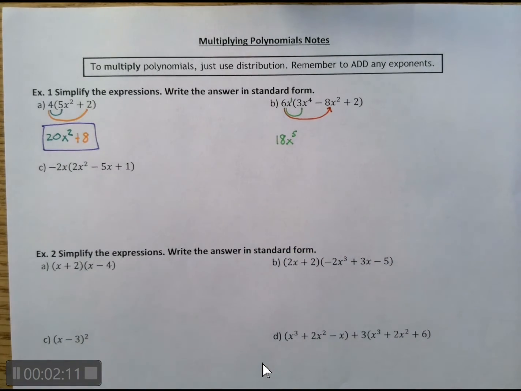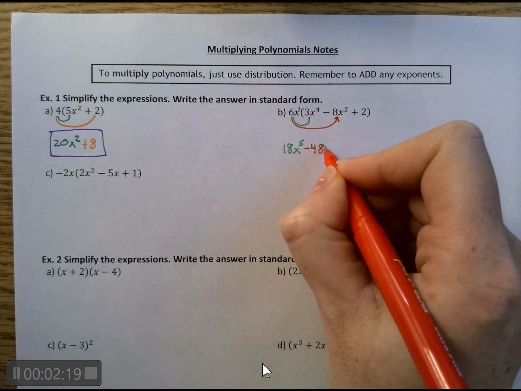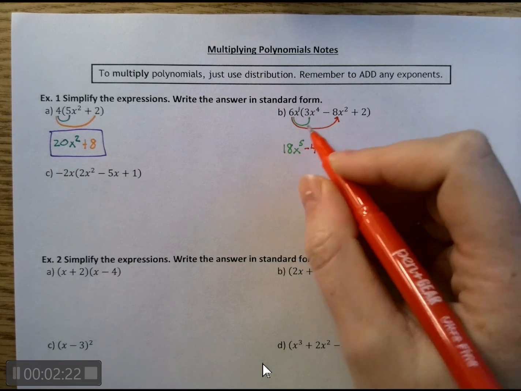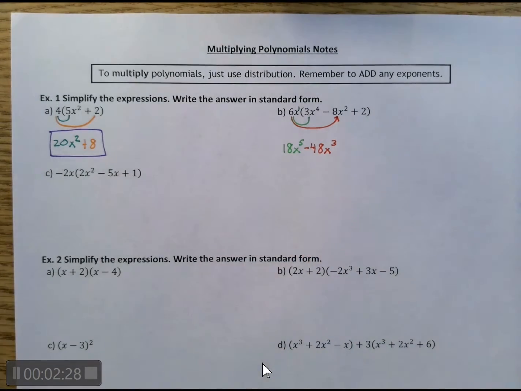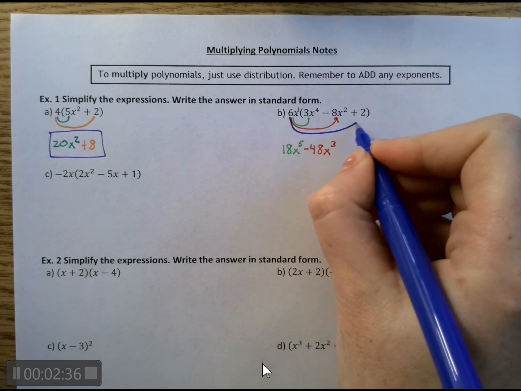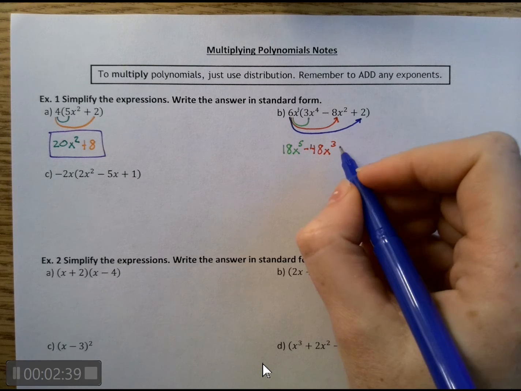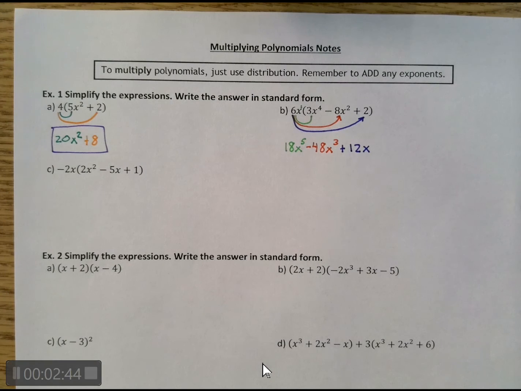So we're going to have 6x times negative 8x squared. 6 times negative 8 will give us negative 48. And then we're going to have an x. Add your exponents. 1 plus 2 will give us 3. And then we are going to have 6x times 2. 6 times 2 will give us 12x. Alrighty. And we're in standard form, so we're done with that one.